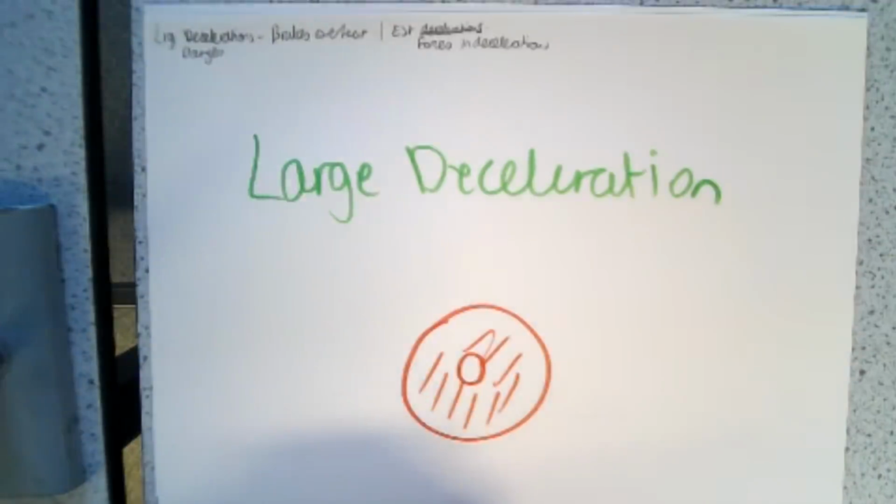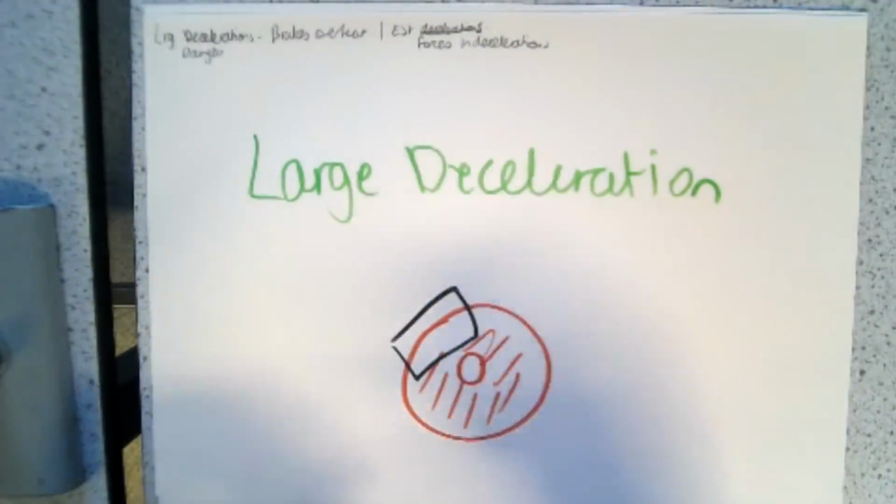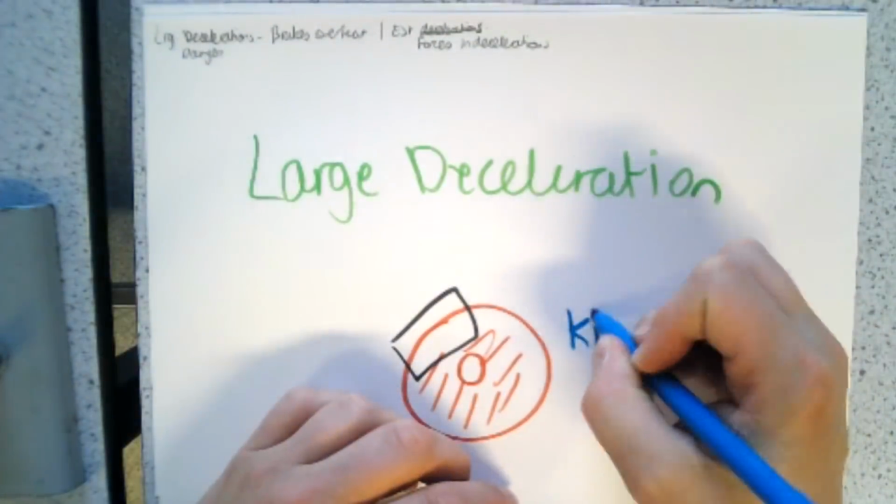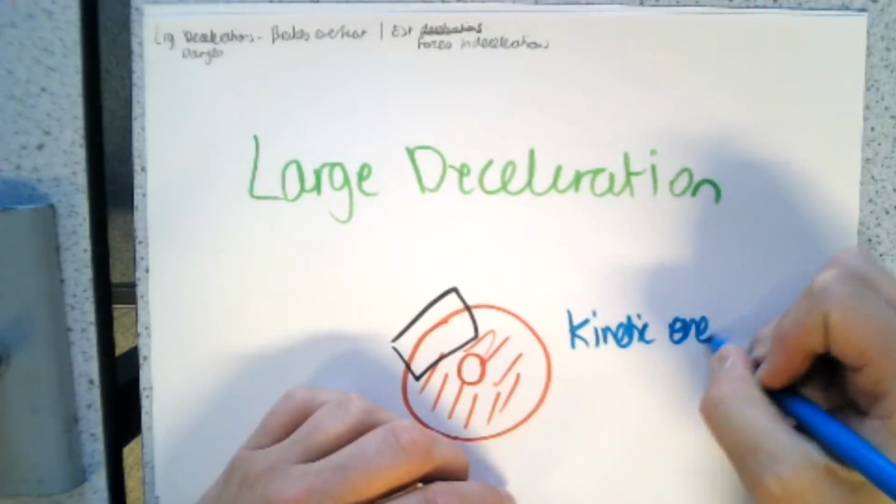That's a brake. You've got a brake disc there, and then the bit on top that clamps on. If you are doing a large deceleration, you've got to remember the force involved with braking. We've got kinetic energy here.